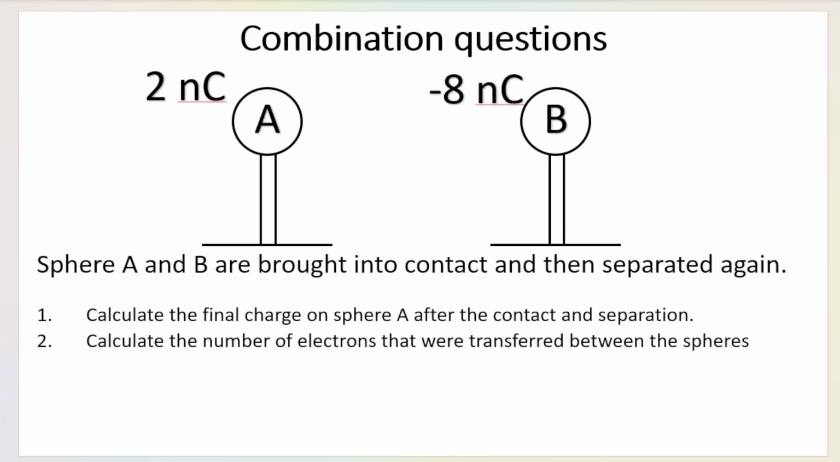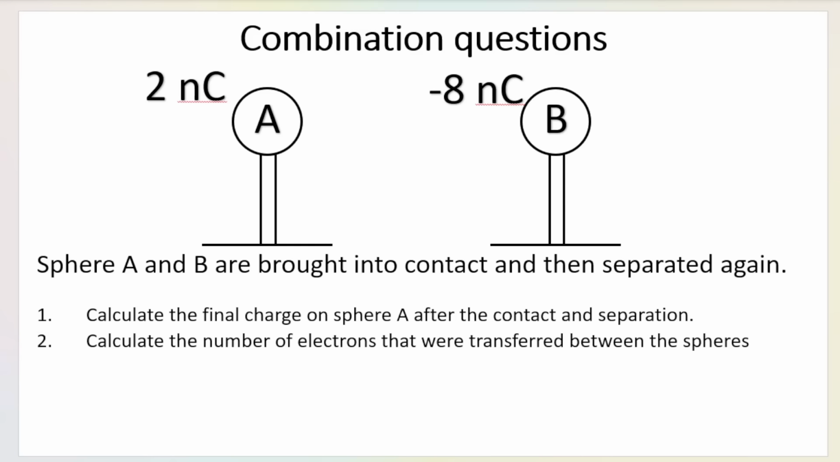Let's take a look at a combination question that you could get asked. We've got A and B. It's clear that these are the initial charges of A and B, but they'll probably say that in the little question that I've just cut out. A and B are now brought into contact and then separated again. And the question wants two things. Calculate the final charge on A after contact and separation, and then calculate the number of electrons that were transferred during this contact. So let's do number one first.